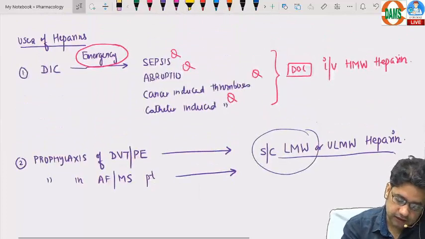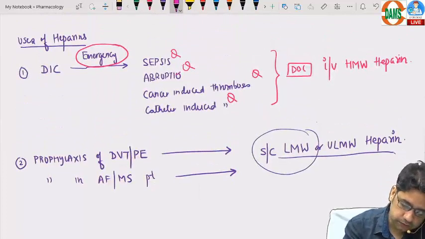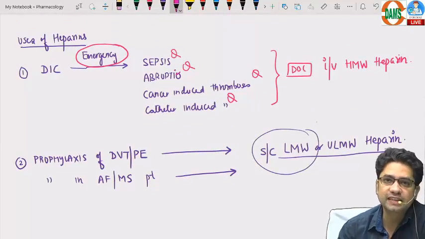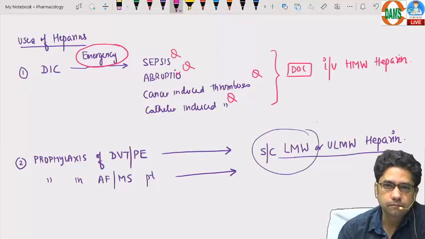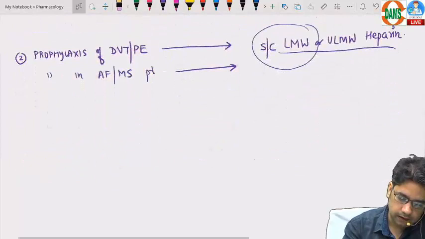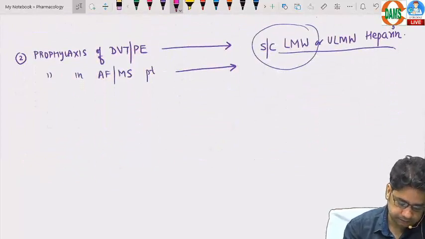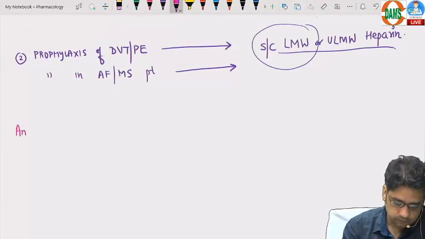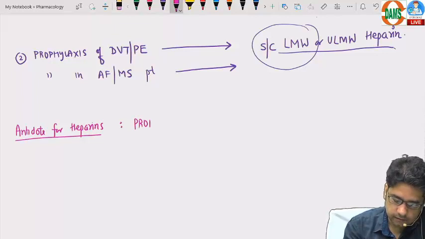Below sepsis, child, we have written abruptio. Yesterday we wrote abruptio placentae, amniotic fluid embolism, right? Let's move ahead. Next point we will write antidote for heparin. We know protamine sulfate.